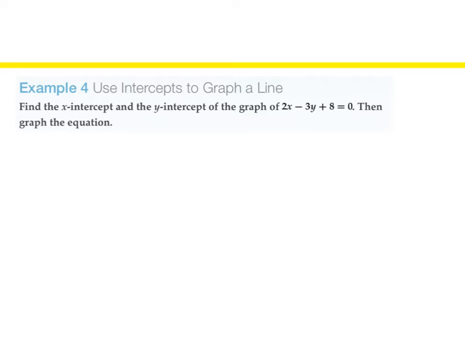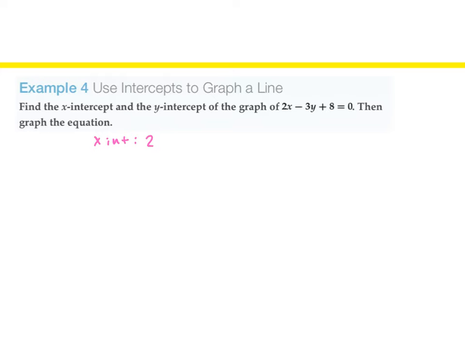So let's look at an example. We need to find the X-intercept and the Y-intercept of the graph of 2x minus 3y plus 8 is equal to 0, then graph the equation. First thing we're going to do is find the X-intercept. We can find the X-intercept by setting y equal to 0.